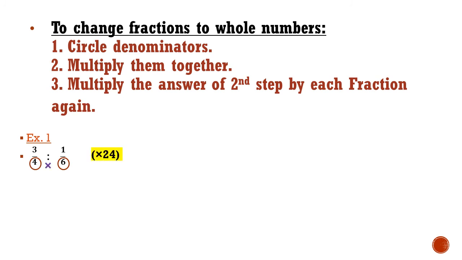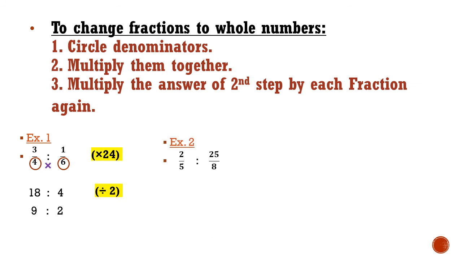4 times 6 equals 24. That means we multiply each term by 24. 3 over 4 times 24 equals 18. 1 over 6 times 24 equals 4. Now we get a ratio in whole numbers. Now we start to simplify this ratio. 18 to 4, both of them are even. Then we divide both of them by 2. 9 to 2, and this is the simplest form because 9 can't be divided by 2.